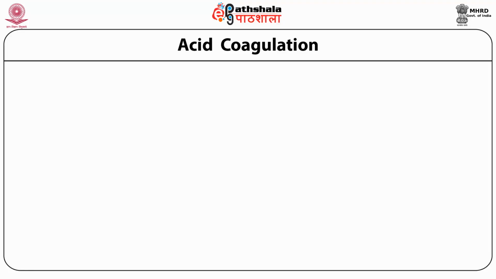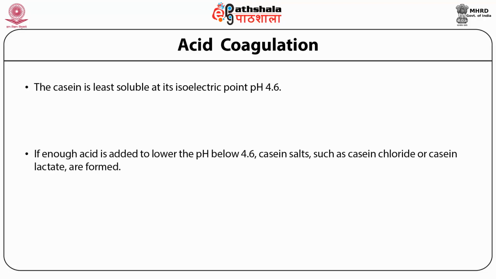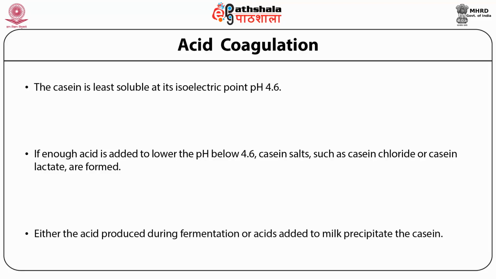Students, we have seen the action of rennet on milk. Somewhat similar action can be produced with the addition of acid to milk because the casein of milk is least soluble at its isoelectric point, that is a pH of 4.6, and as we know milk is nearly neutral. If we add any acid to it to bring its pH down to 4.6, casein gets precipitated with the formation of casein salts. The chief of them are casein chloride or casein lactate.